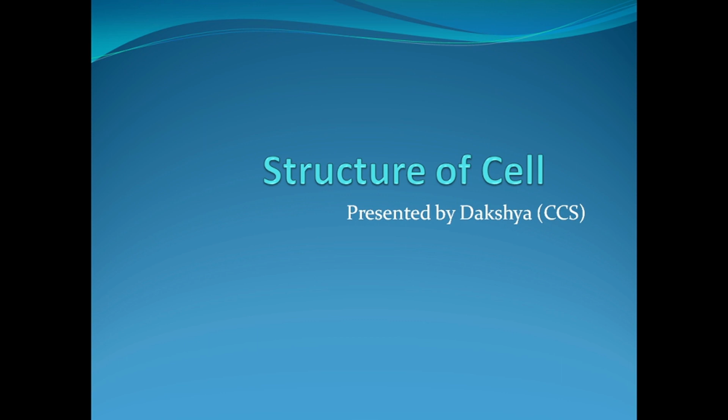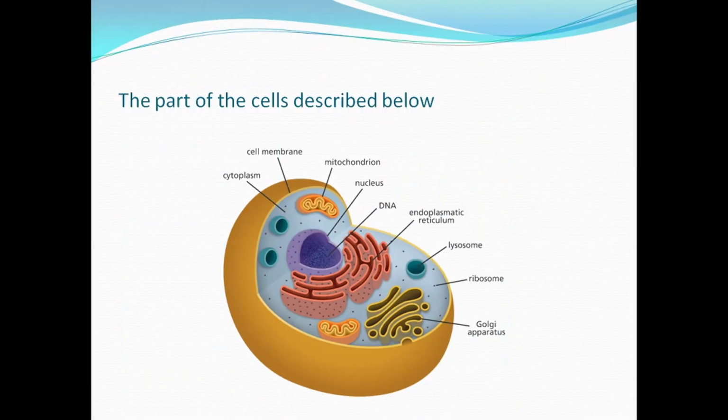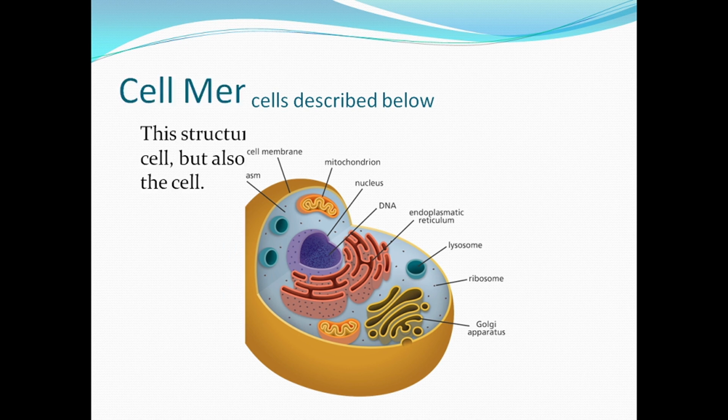In my previous video, as I mentioned, the cell is the fundamental unit of every living thing, whether it's an animal or plant. The parts of the cell are described below, and those are cytoplasm, cell membrane, mitochondria, nucleus, DNA, endoplasmic reticulum, lysosome, ribosome, and Golgi apparatus. Now we will go through the functionality of the parts of the cell.